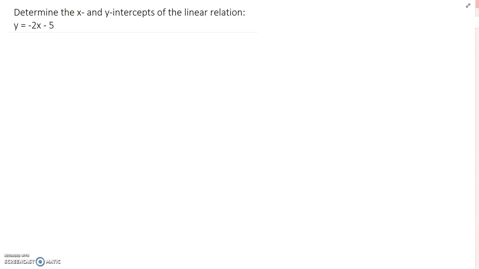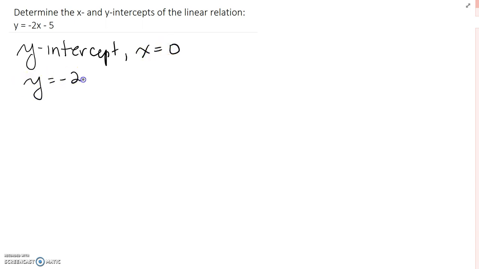Determine the x and y intercepts of the linear relation y equals negative 2x minus 5. We know that when the line crosses the y-axis, the value for x is 0. So for the y-intercept, we know that x equals 0.